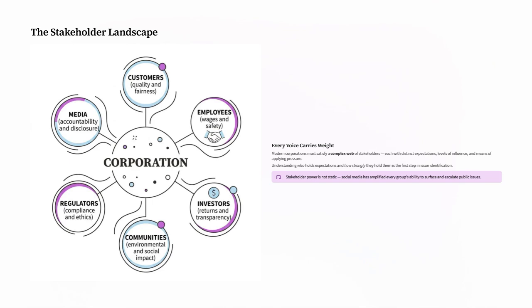It's also important to recognize that stakeholder power is not fixed. Social media has given every group a greater ability to raise concerns, attract attention, and escalate an issue publicly. That means organizations need to monitor not only established sources of influence, but also emerging voices.